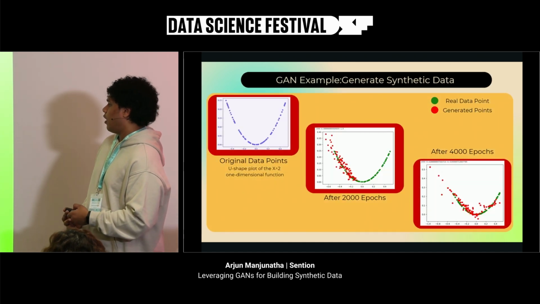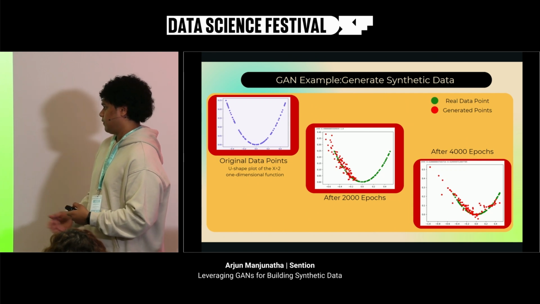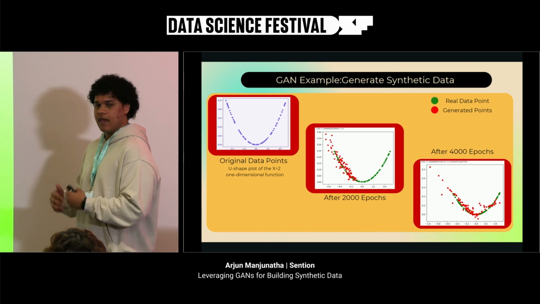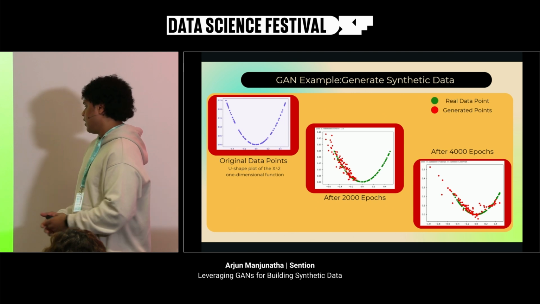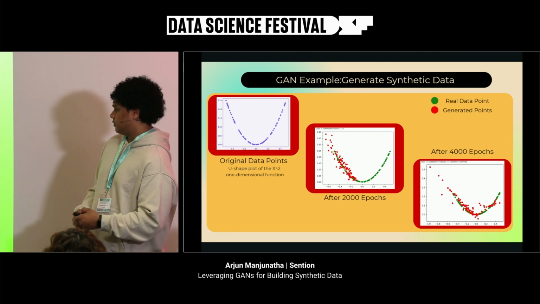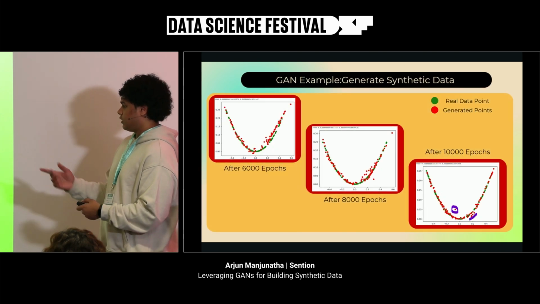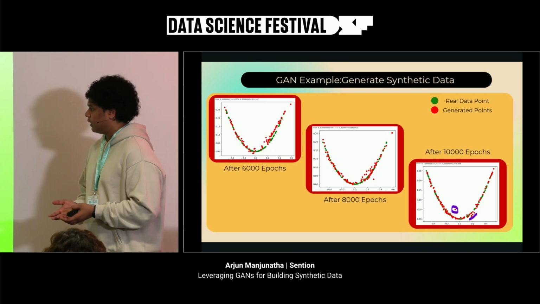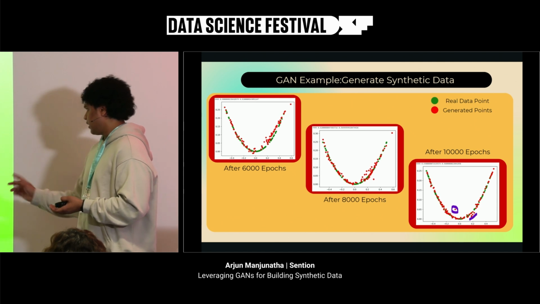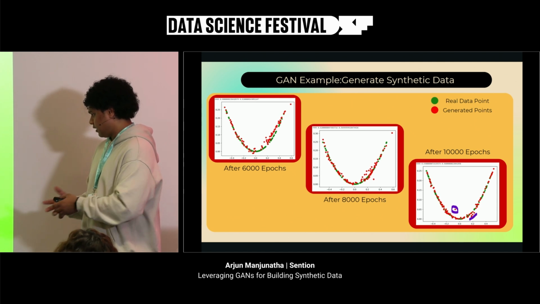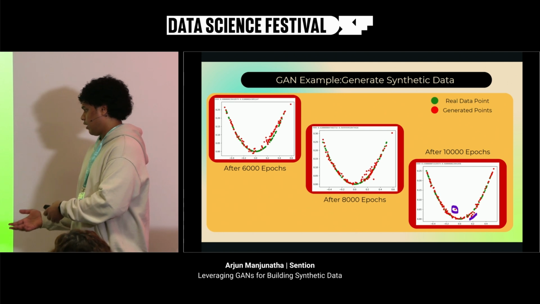This is how it would look when we are training it. Initially, this won't be the case every single time. It happens randomly, but it tries to learn the distribution of the data. After 8,000 epochs, you can see that it's sort of settling into that curve. And after 10,000 epochs, there are still some points which lie outside of the curve.